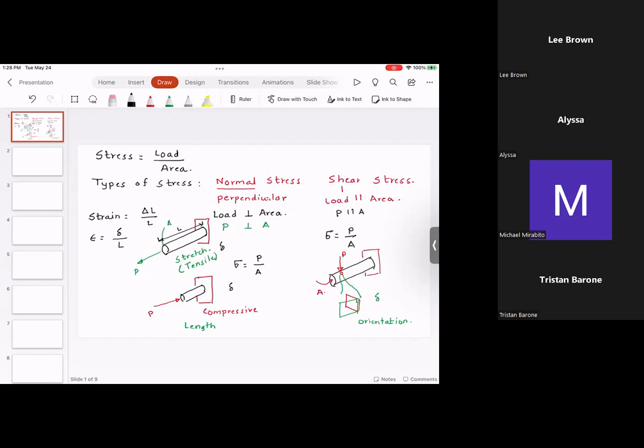Now, strain is a dimensionless quantity. Please understand, the numerator could be in millimeter, the denominator could be in millimeter. So the millimeter gets cancelled, and what you will have is a dimensionless quantity. But it can be positive or it can be negative. So strain could be positive or strain could be negative.